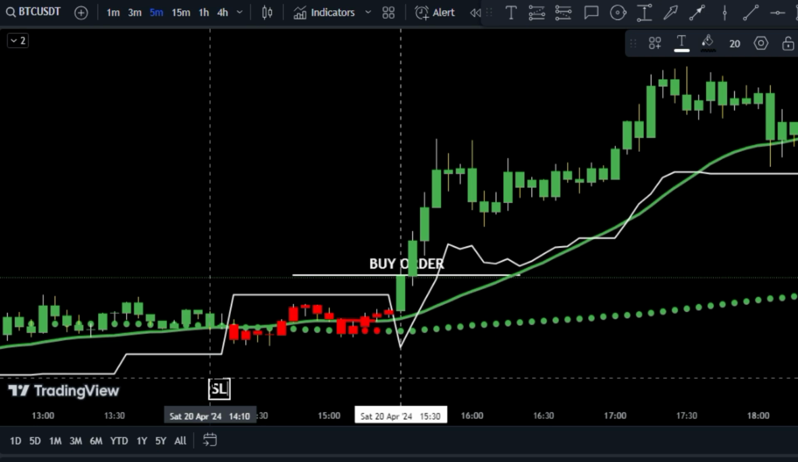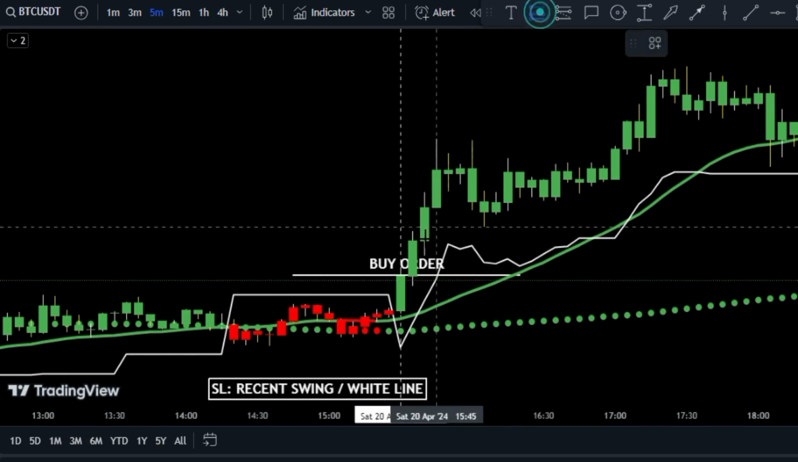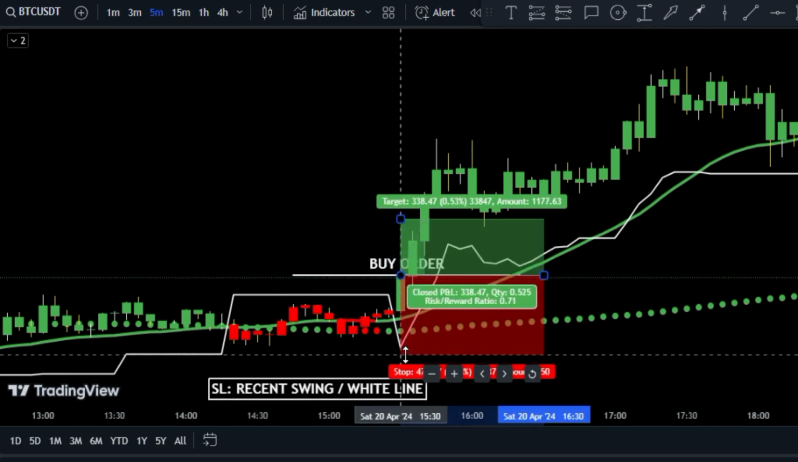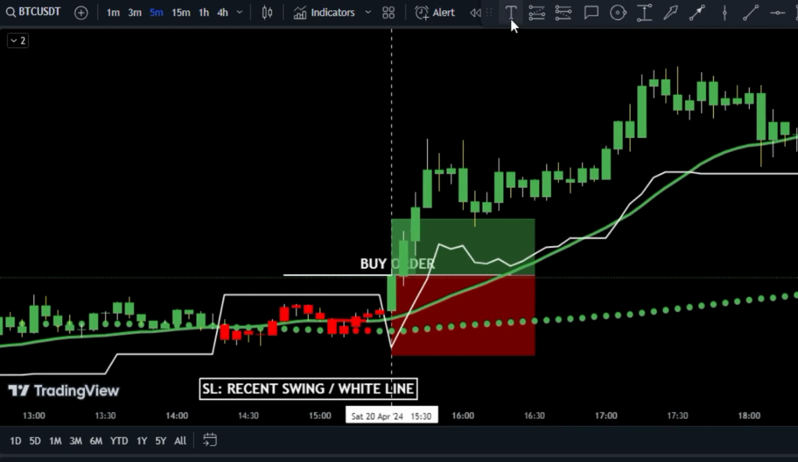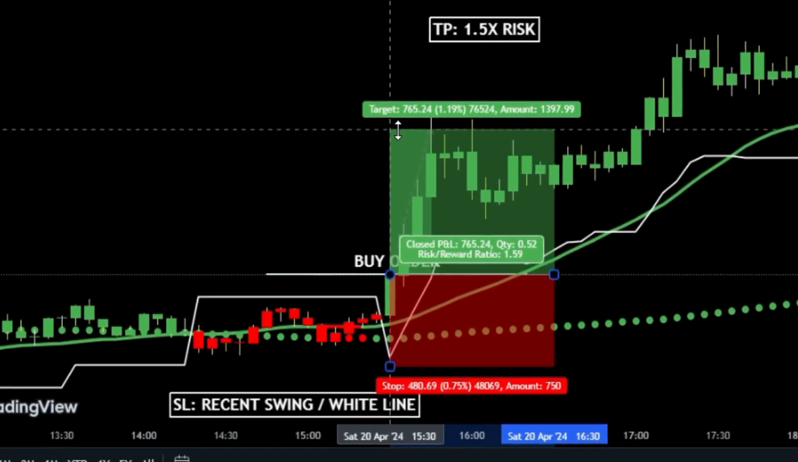But remember, risk management is crucial. You'll want to set a stop loss for your trade either below the most recent market swing low or below the white line of the trend trader strategy. Play it smart and set a take profit target that's 1.5 times the risk of your trade.